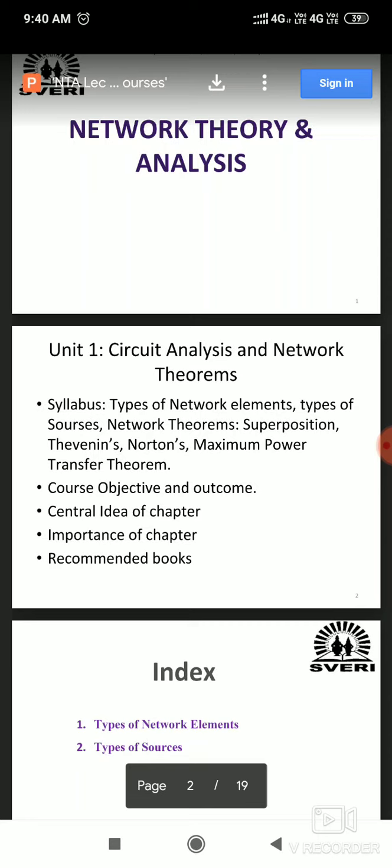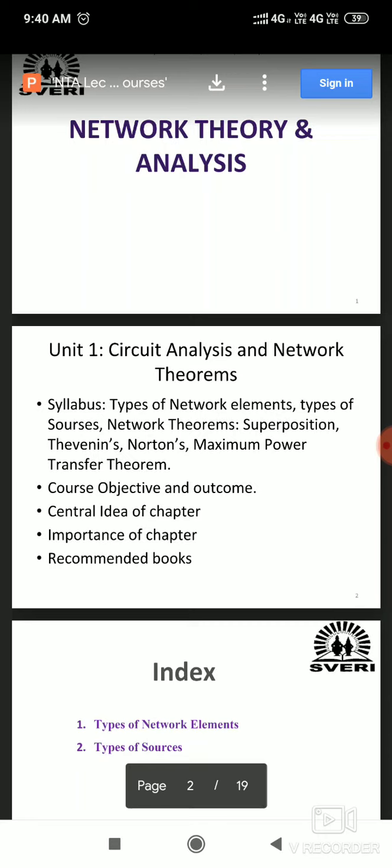Now next we will see the course objective and outcome of this chapter. The outcome is that when you complete this unit, you will learn how to analyze linear circuits with the help of different network theorems, and how to solve networks to get different parameters like voltage and current. All those points we discussed yesterday.